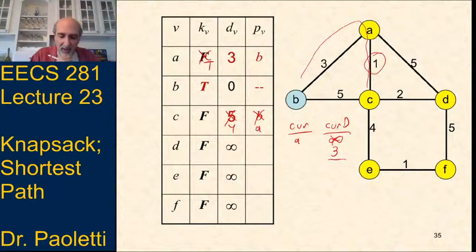All right, what about D? D is false. Can we get from A to D at a cost better than infinity? Yes, we can, because I've got a cost of 3 plus 5. 3 plus 5 is 8. 8 is better than infinity. I've found a better way to get to D, is to get there from A. Now, A to E is infinity. That's not better. And E is false. F is false. Don't have a better way to get there. So we've updated all the neighbors.